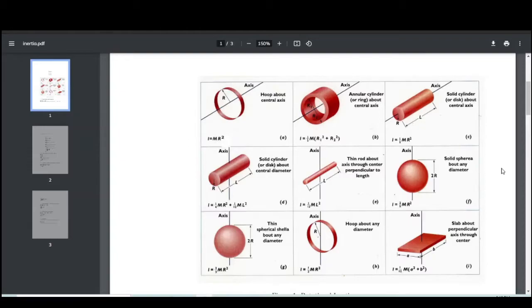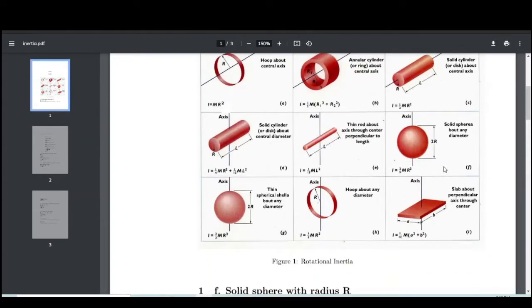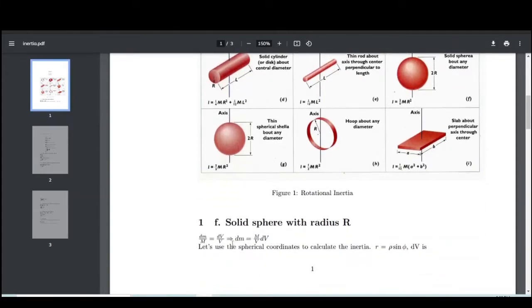Today I'm going to show you how to prove the rotational inertia of a solid sphere with the rotation axis going through the center of the sphere. I know there are some proofs out there on the internet, but I didn't find one using spherical coordinates. So today I'm going to show you how to use this calculus method to calculate the inertia.